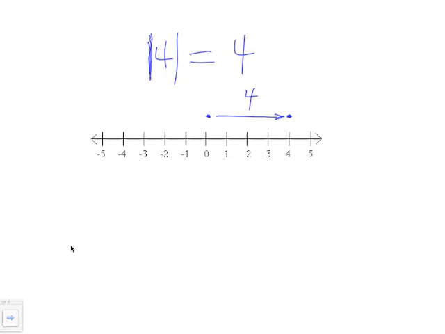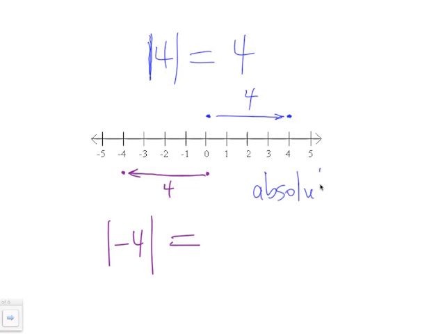Now, if we looked at something like the absolute value of a negative 4, right? So we're going to find negative 4 here on the number line. And how far are we from the 0 point on a number line to 4? Well, in fact, we are also 4 units, but going in the opposite direction. But it's still considered a 4 unit distance.